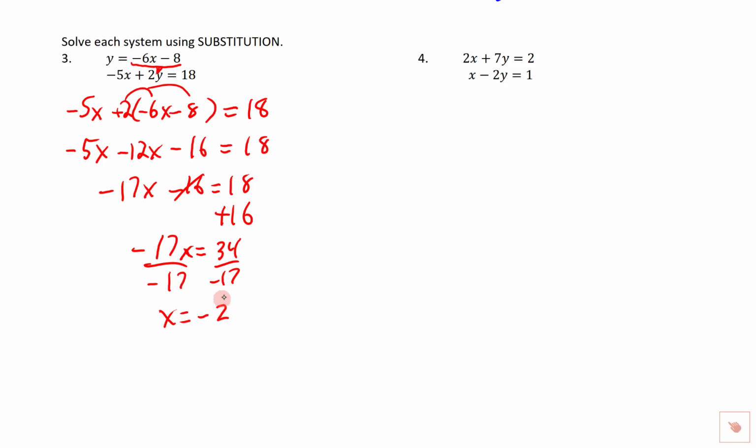Now I'm going to go ahead and make that a dotted circle around here because that's not really quite the whole answer. Now I'm going to take this and I'm going to plug this into one of these equations up here, and it's usually easiest to plug it into the one that already had a variable solved for.